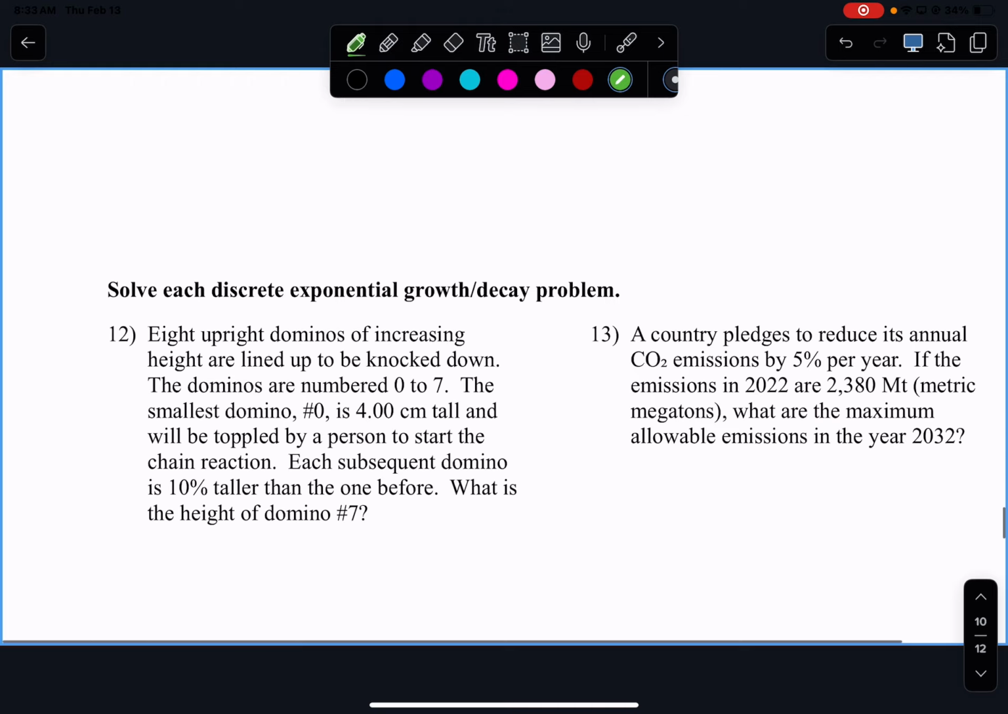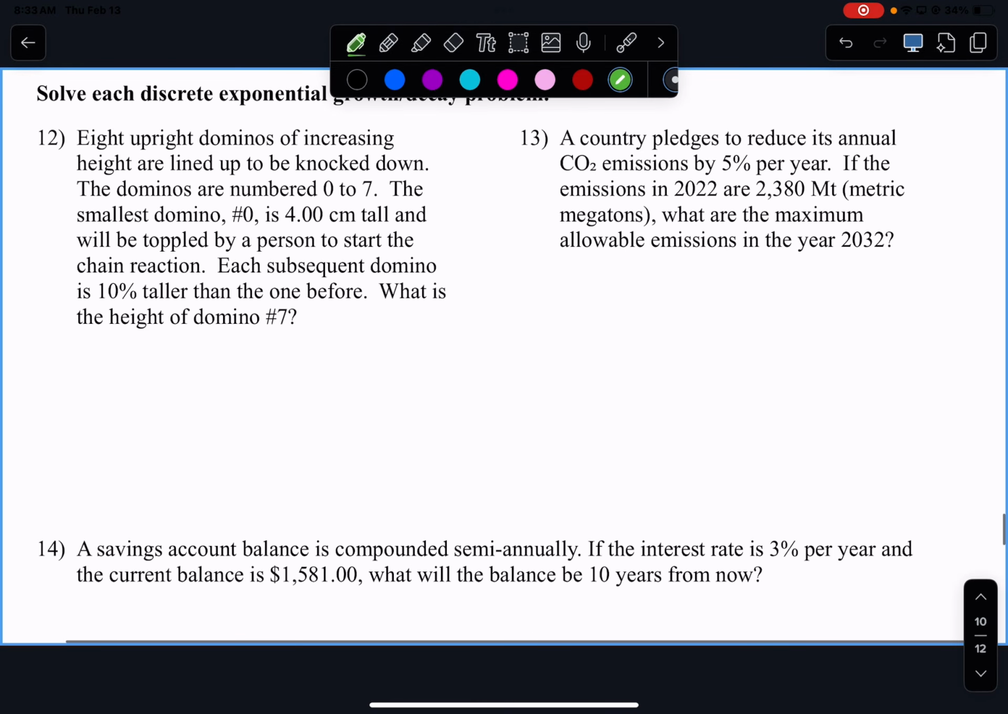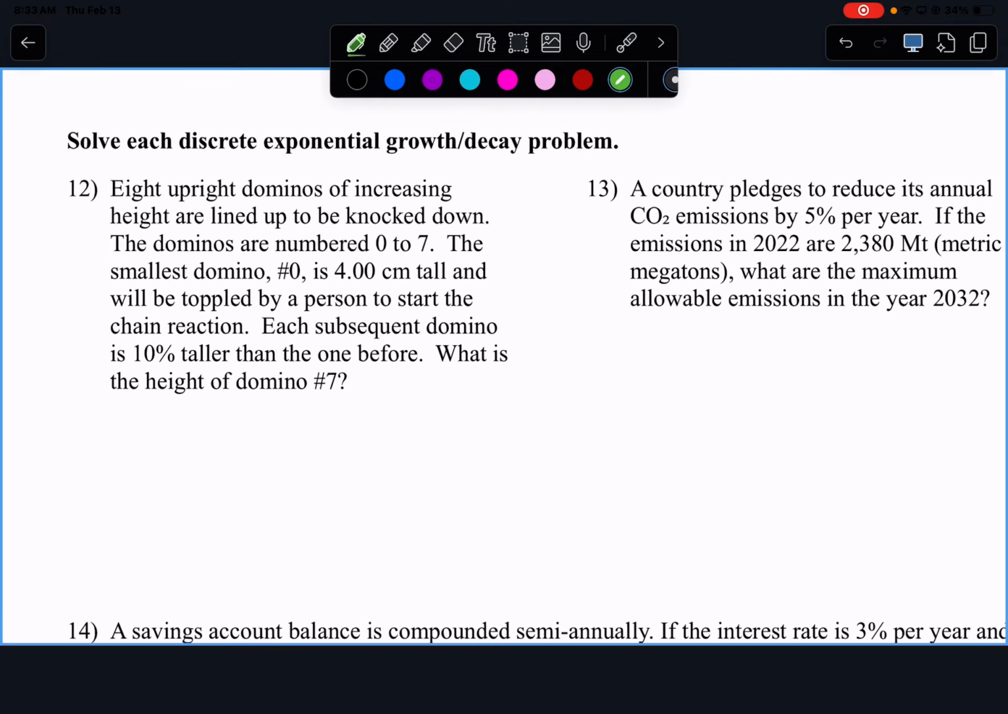All right. Now we have our word problems. Just like we have 3 of these, we're going to have 3 of these on the test. We're going to have a growth one, we're going to have a decay one, and we're going to have a compound interest one. So you have to make sure you know which formula we're going to use.